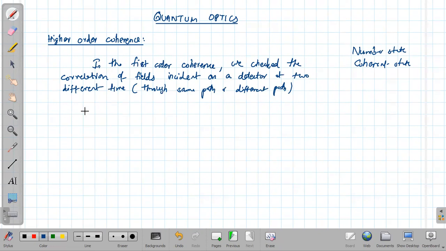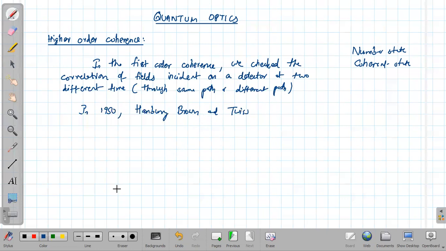Now, apart from this, here we are finding the correlation of fields. So what about the correlation of intensities? If you have two different detectors, how do you check the correlation? It was done by Hanbury Brown and Twiss, in 1950. In 1950, Hanbury Brown and Twiss performed an experiment.